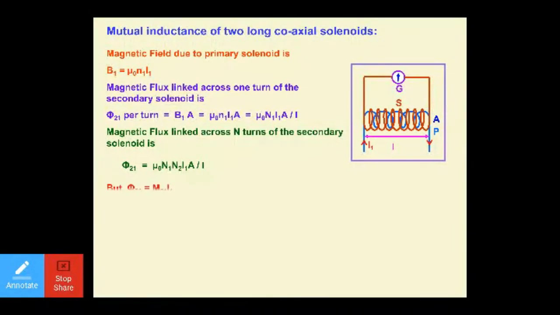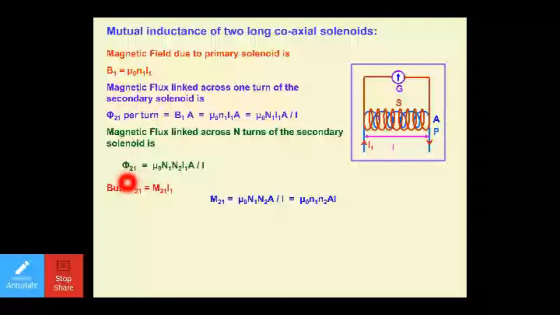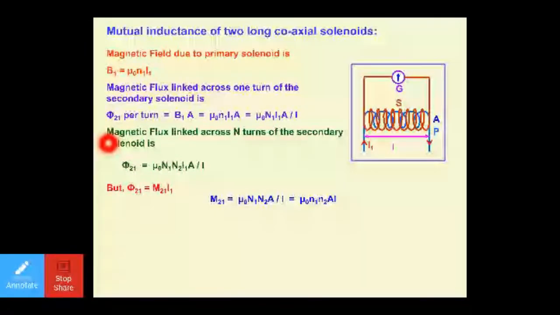Let's talk about the next point, my dear student. Phi 21, the mutual inductance flux, is equal to M21 times I1. Now what is M21? That is the mutual inductance associated with the secondary coil due to the first coil. Here I am writing M21 is equal to mu naught N1 N2 A by L. From these two expressions, both are the value of phi 21, so I placed them together. The I1 and I1 cancel each other out, so you get M21 is equal to mu naught N1 N2 A upon L.